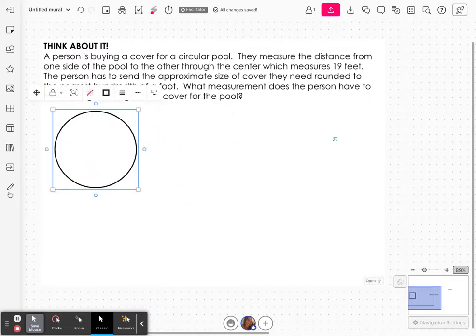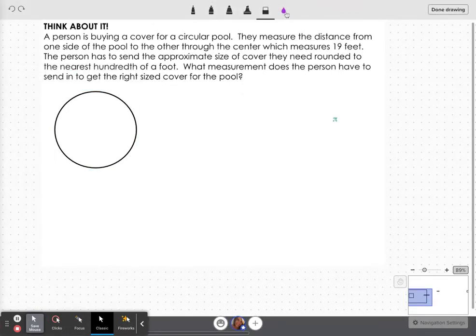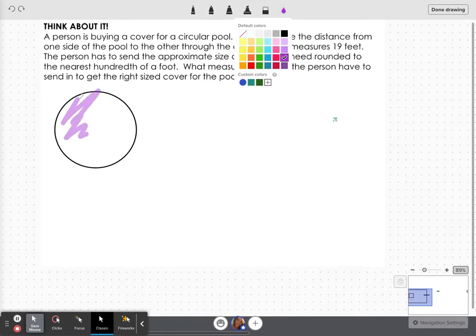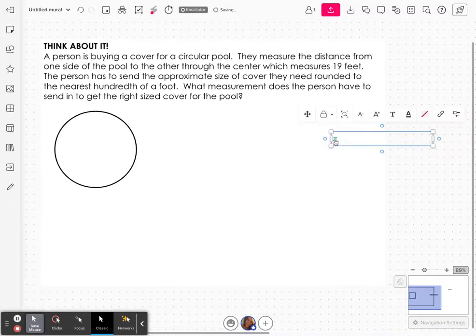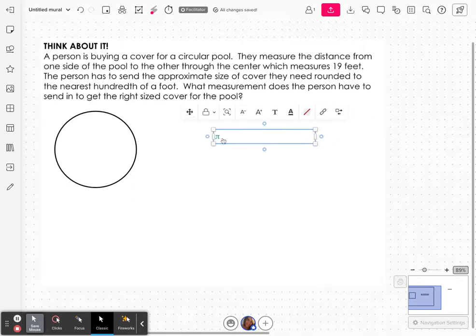And if I'm thinking about what a cover would be, a cover goes all the way over the pool. So the entire area of the pool is going to need to be covered. So that tells me right away that I'm looking for the area of the pool so that I can cover the entire area of the pool. So I need to be thinking about how I find the area of a circle since the pool is circular.